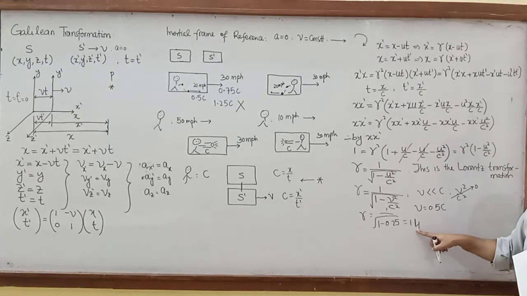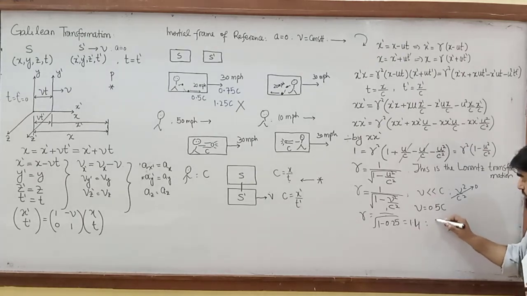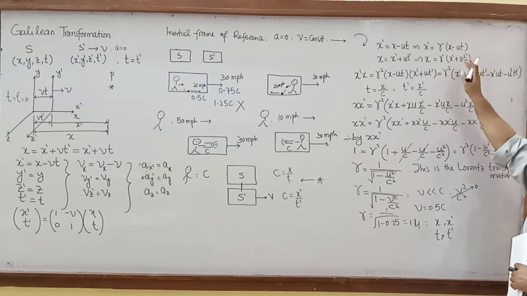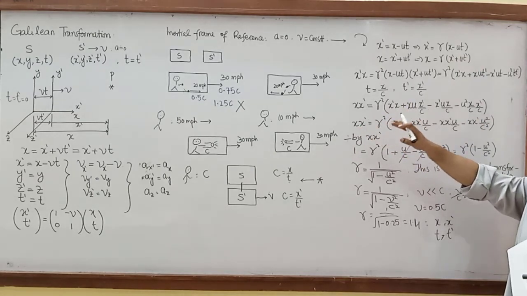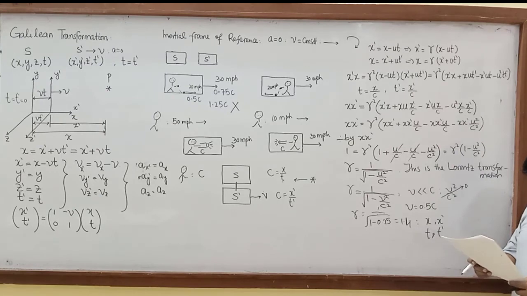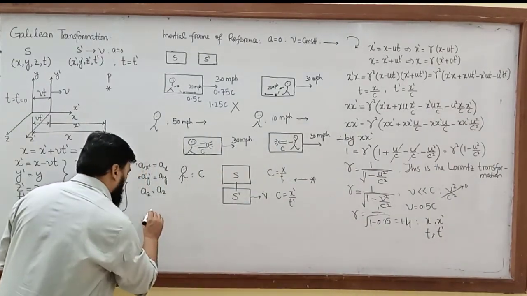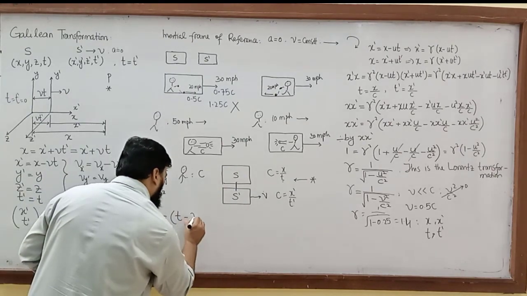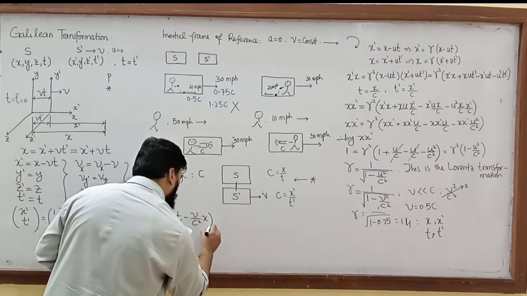Then gamma will show itself, and gamma will correct the relation between x and x prime, meaning space, and it will correct the relation between t and t prime as well. Now time is no more absolute here. Time is also relative. The Galilean transformation was assuming time to be an independent entity, but here time also comes out as relative. And from here we can calculate some equations. For example, for t prime, t prime is equal to gamma times t minus v over c squared x.